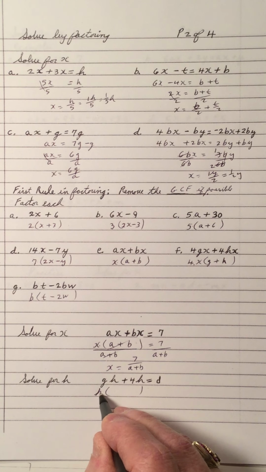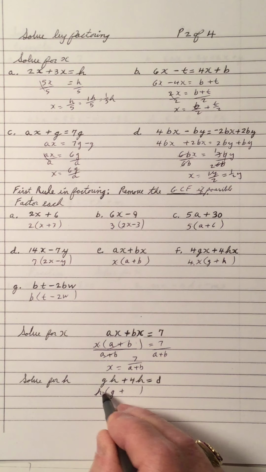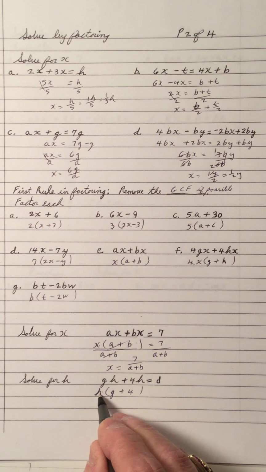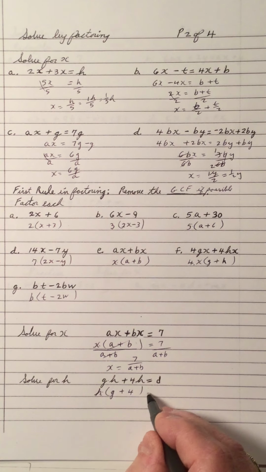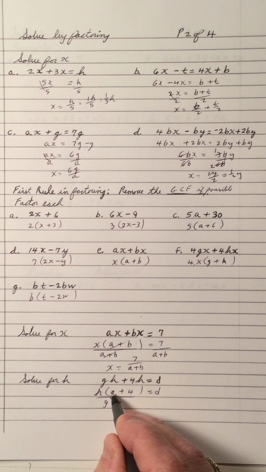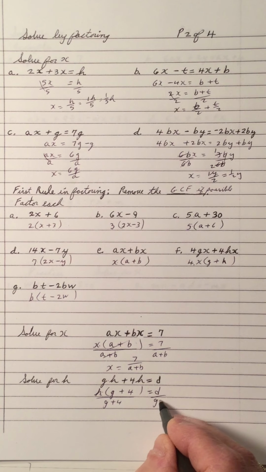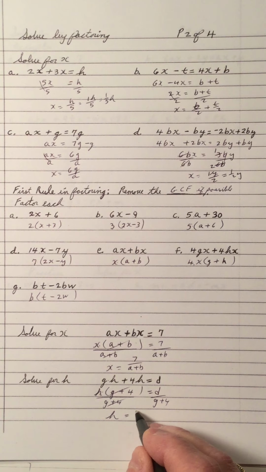So gh divided by h is a g. Gh divided by h is a 4. Multiply back. H times g, gh. H times 4, 4h. D. And I have a multiplication, so I'll divide by g plus 4 on both sides. So h, they cancel. So h is equal to d over g plus 4.